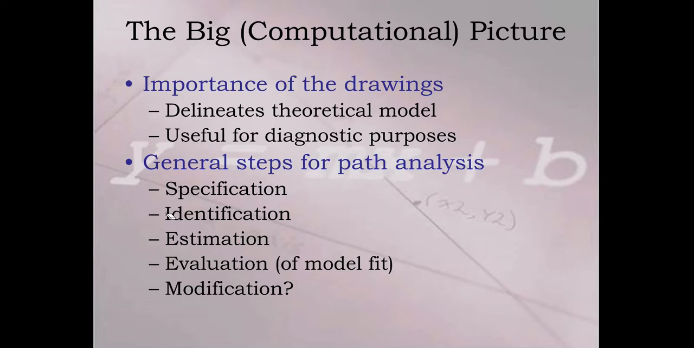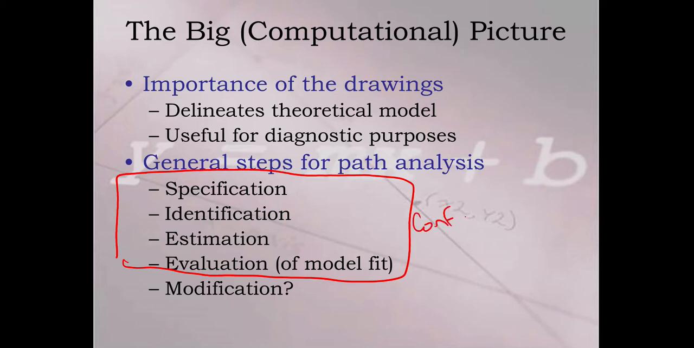Then we actually run our model. So we estimate it. After that, we look at the summary, which is an evaluation of our model, and we see if the overall model fits. And finally, and a little bit more controversially, is the modification step, which is asking the question of whether there's anything that we could do to our model to improve it. But again, these 4 steps are all confirmatory. But as soon as you go to this step, now you're moving away from confirmatory and into exploratory.